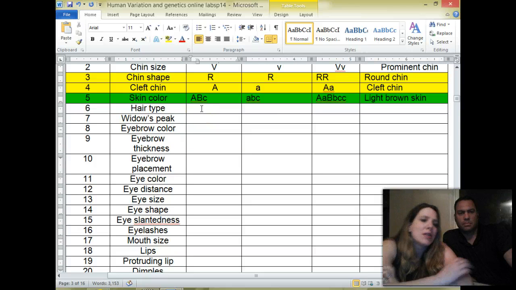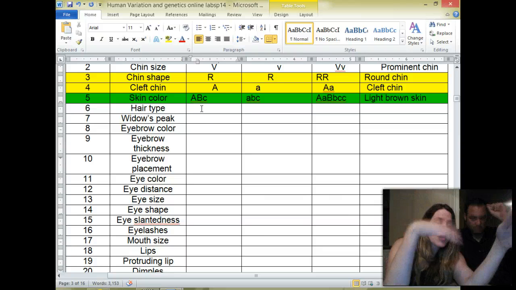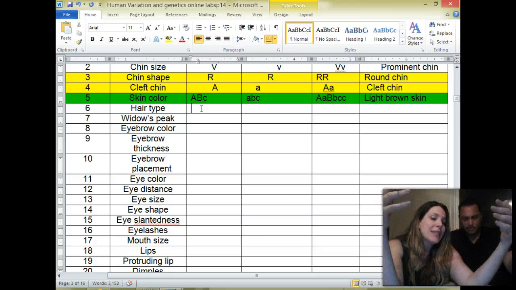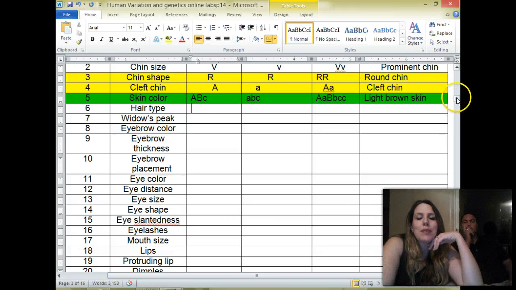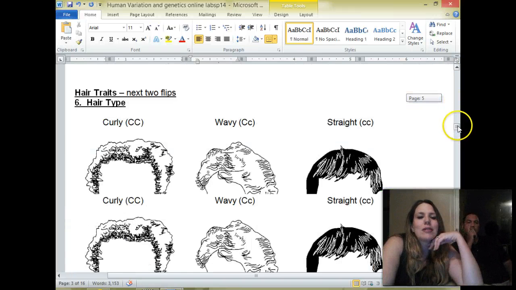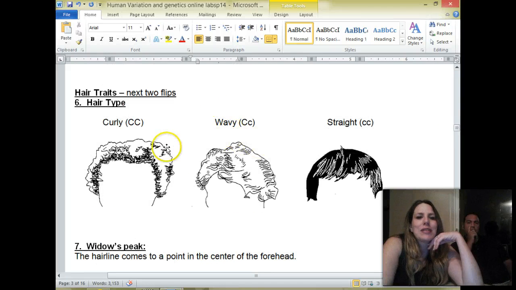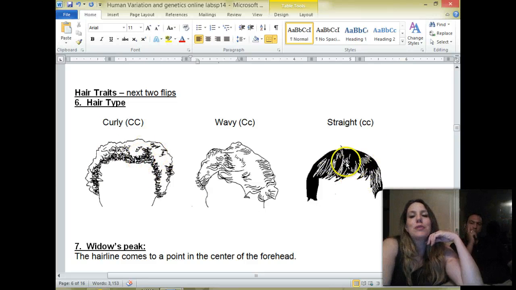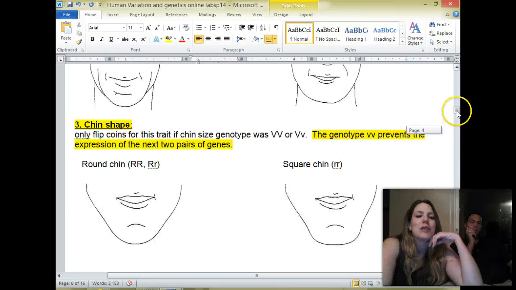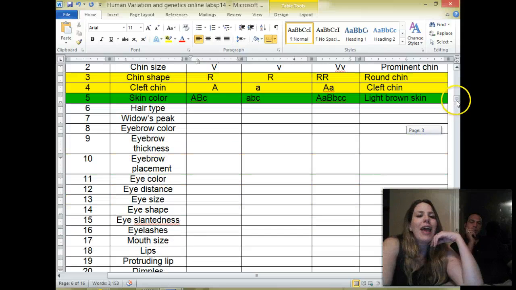Hair type is a case of incomplete dominance. That's where instead of the dominant allele completely masking the recessive allele, it's incompletely dominant, so they blend. So if you come down to hair type here, because it's a case of incomplete dominance, if you're homozygous dominant, you end up with very curly hair. If you're homozygous recessive, you end up with straight hair. But if you are heterozygous, you end up with something in between, wavy hair. That's pretty cool.